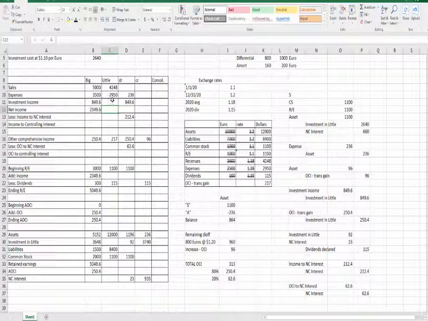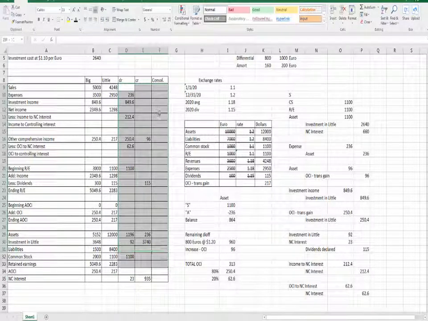sheet. Likewise for the subsidiary, income, revenues minus expenses, transfer that down to the statement of retained earnings, get my ending retained earnings, and that goes down to my balance sheet as ending retained earnings. And lastly, my other comprehensive income. Again, they have OCI of 217. So accumulated other comprehensive income, beginning balance is 0 plus 217 gives us my ending balance, and that goes down as ending accumulated other comprehensive income.